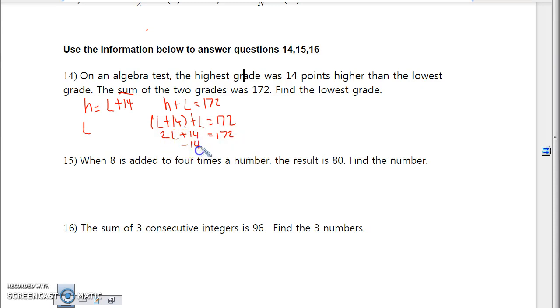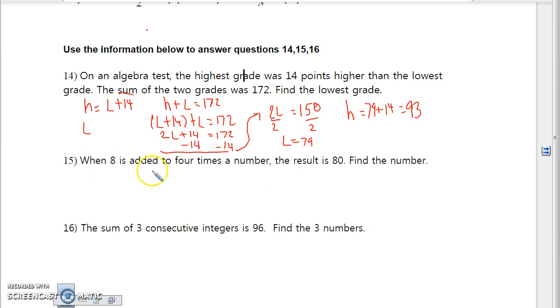And then it is a basic two-step equation. What you get there is 2L equals 158, divided by 2, and the lowest grade was a 79. Therefore, the highest grade was 79 plus 14, which is 93. Okay?